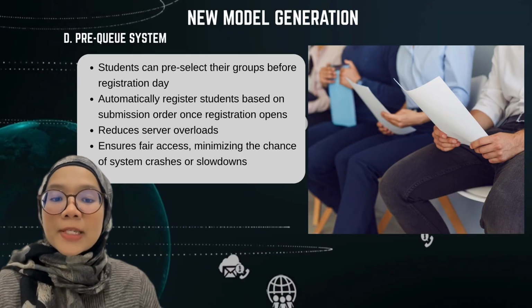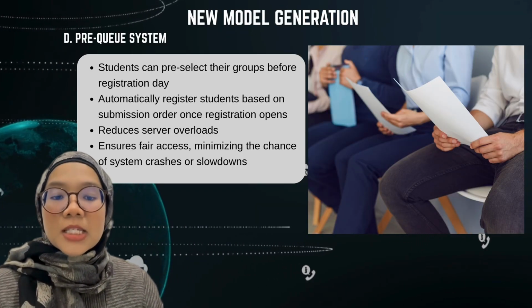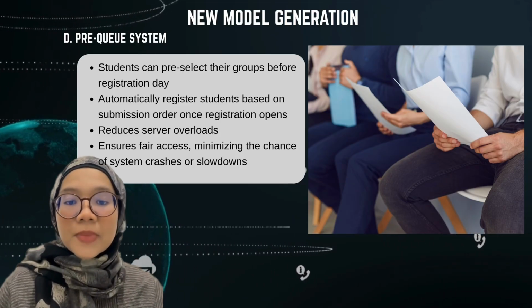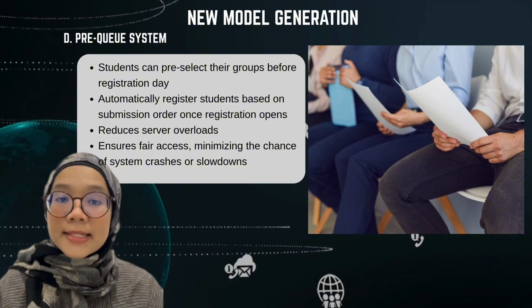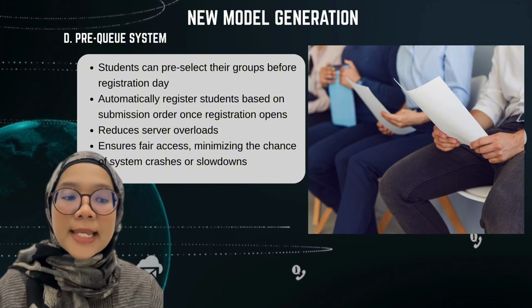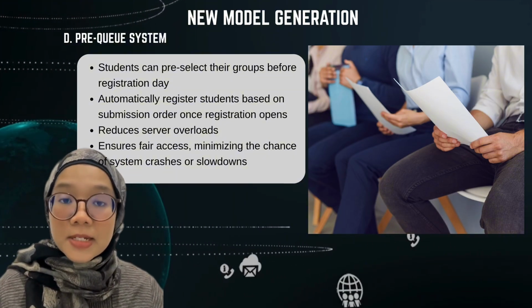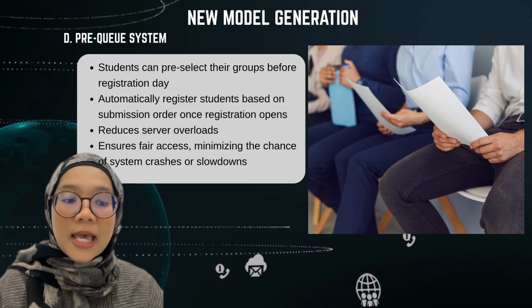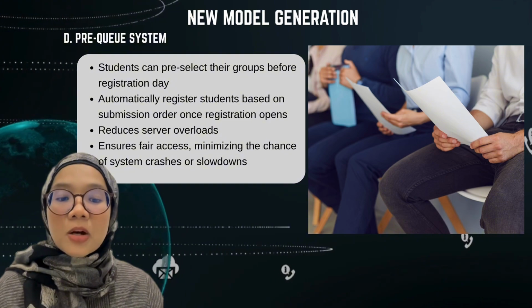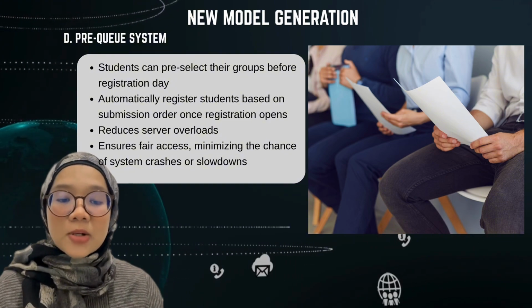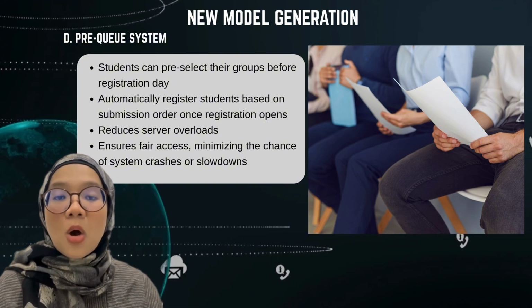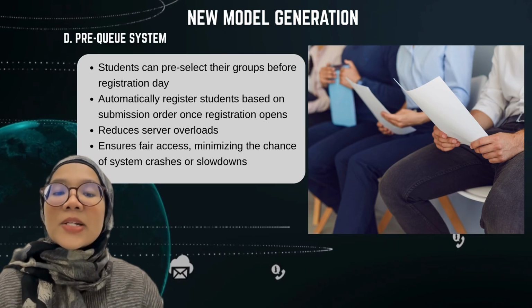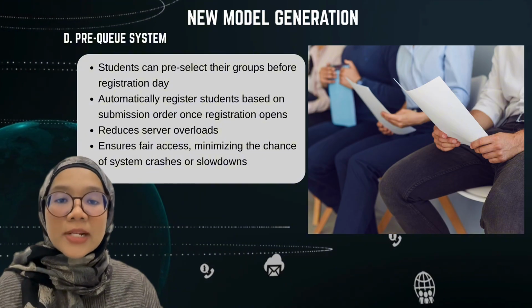Next, we move to the pre-queue registration feature. Students can select their preferred course before the actual registration date. On registration day, the system will process requests in order of submission time. For example, a student pre-selects 3 subjects and ranks them in order of priority. When registration opens, the system enrolls them based on queue position and seat availability, reducing server overload and ensuring fairness.